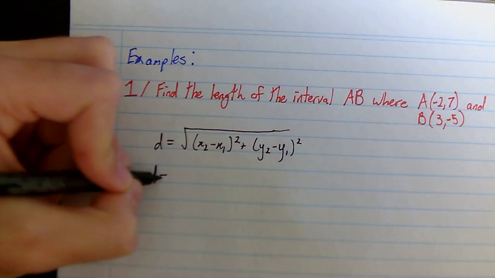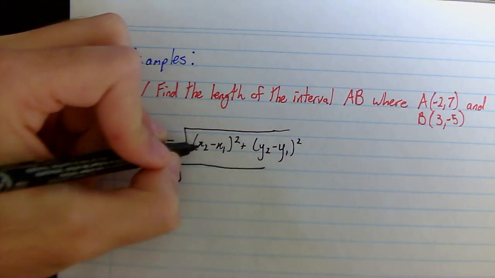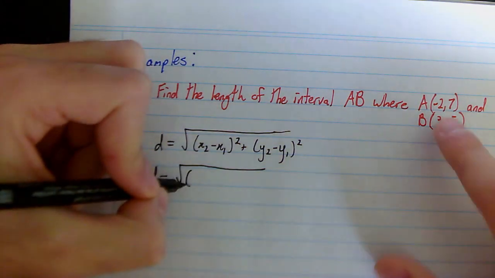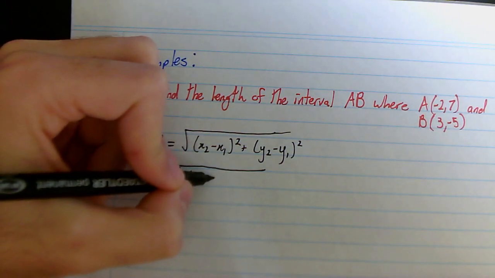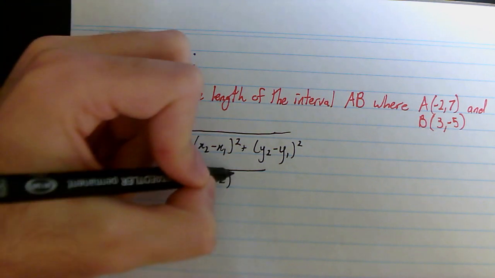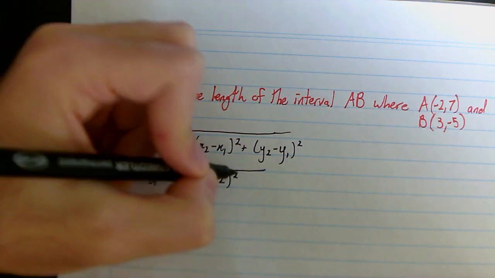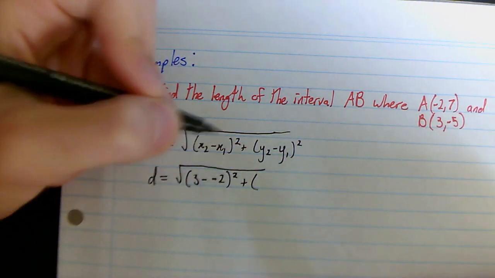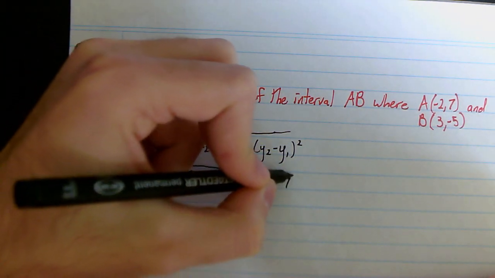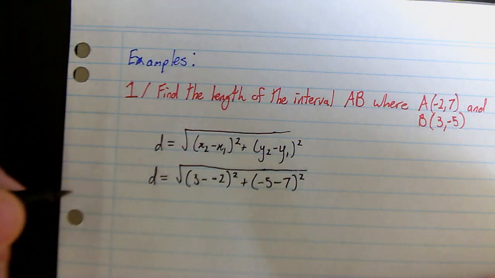So that means D is equal to the square root of (x2 minus x1), which is 3 minus minus 2, squared, plus (y2 minus y1), which is going to be negative 5 minus 7. So negative 5 minus 7, all squared, okay?